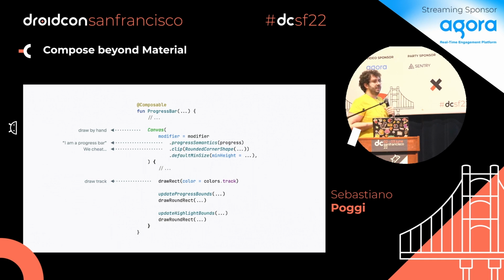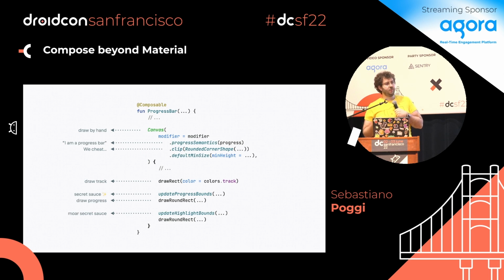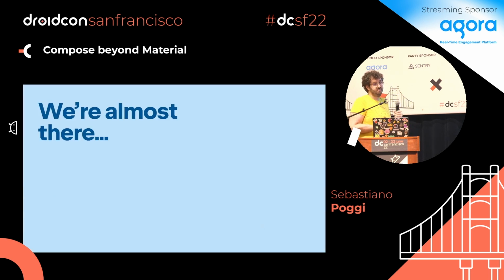Okay, so what's next? We draw the background. It's just a rectangle because we have clip. There's no point in making it rounded. And then we calculate the size of the bar, and then we draw it, and then we do the same thing for the highlight. We calculate where it is, and then we draw it. Okay, easy.